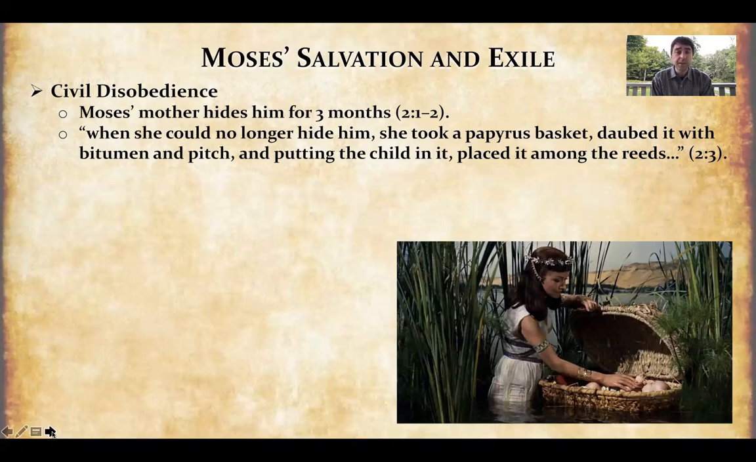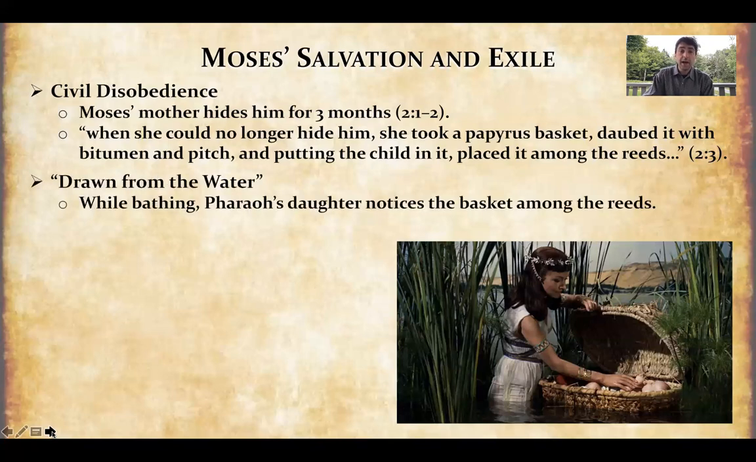So it should read something like, she took a papyrus ark, daubed it with bitumen and pitch, and put the child in it, placing it among the reeds. So the descendants of Noah and all the animals he takes with him are saved from the water by the ark. And Moses here is saved from the waters of the Nile by floating in an ark. Very interesting. And also notice that he's placed among the reeds. That will also come back and have some significance. Placed among the reeds on the side of the river.